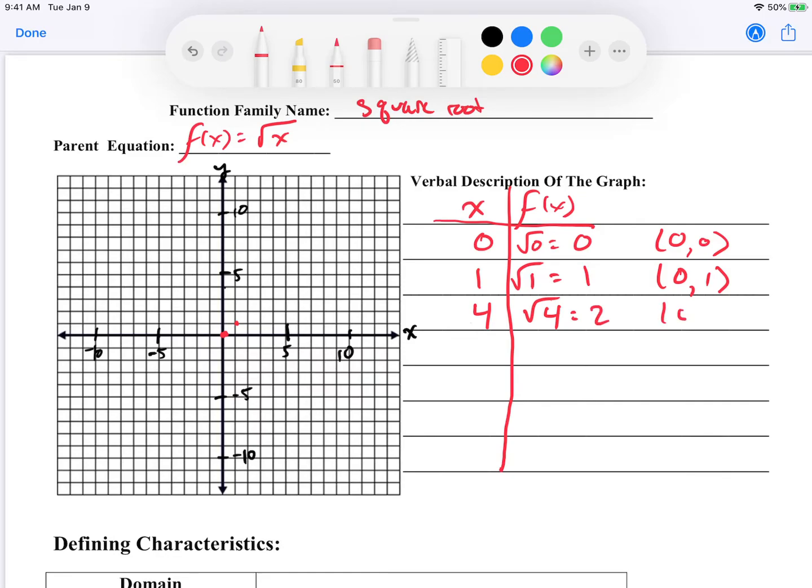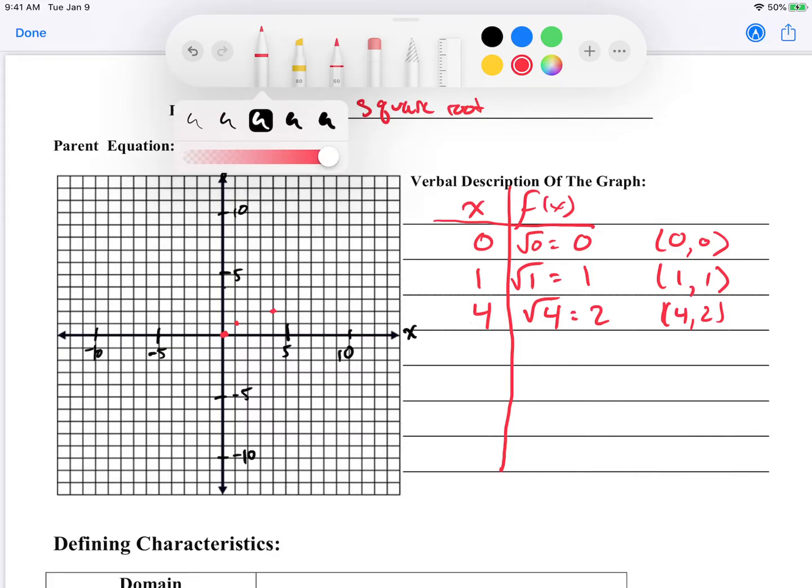My next point is going to be, oh, I put zeros for those. I'm sorry, guys. My next point is going to be 4, comma 2. I cannot write right now. So if I go over here to 4, I go up 1, 2. And we're going to see that this is looking a little bit weird because it looks like it's going to just hug really close to the x-axis.